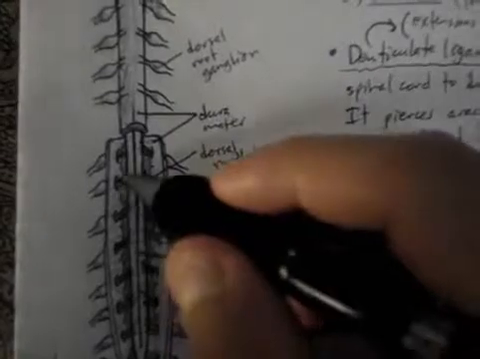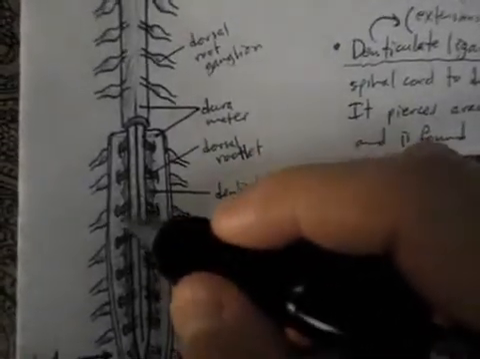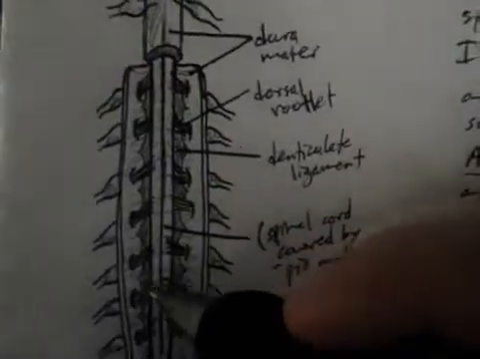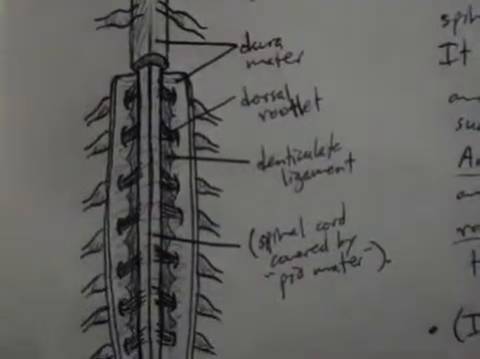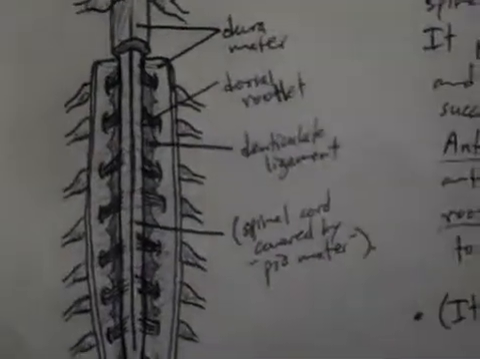Between the spinal nerves, you can see these triangular-shaped structures. See this? There, here, here, here. These are the denticulate ligaments, extensions of pia mater that anchor the spinal cord to the dura mater.